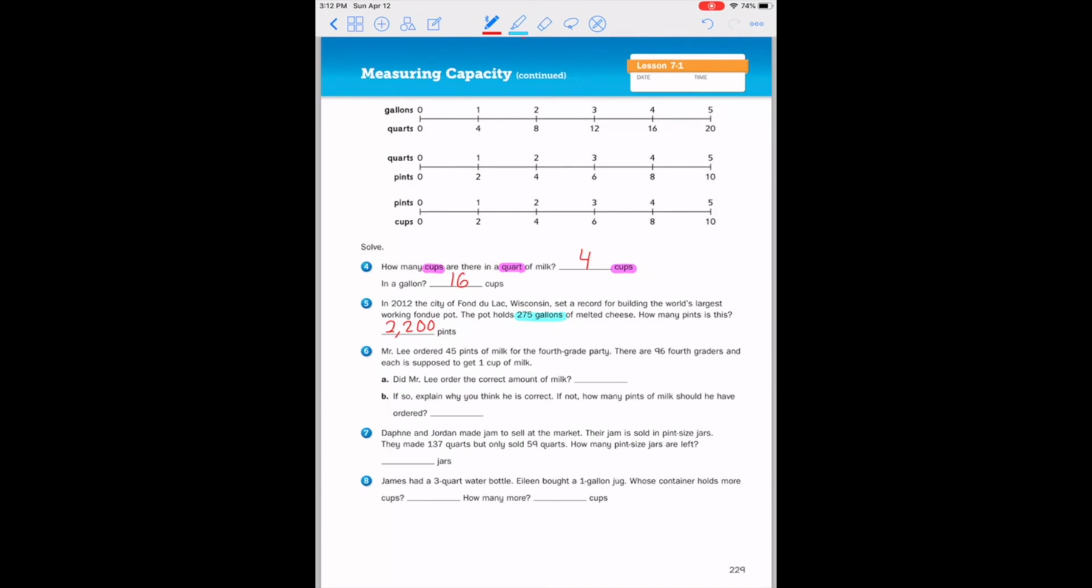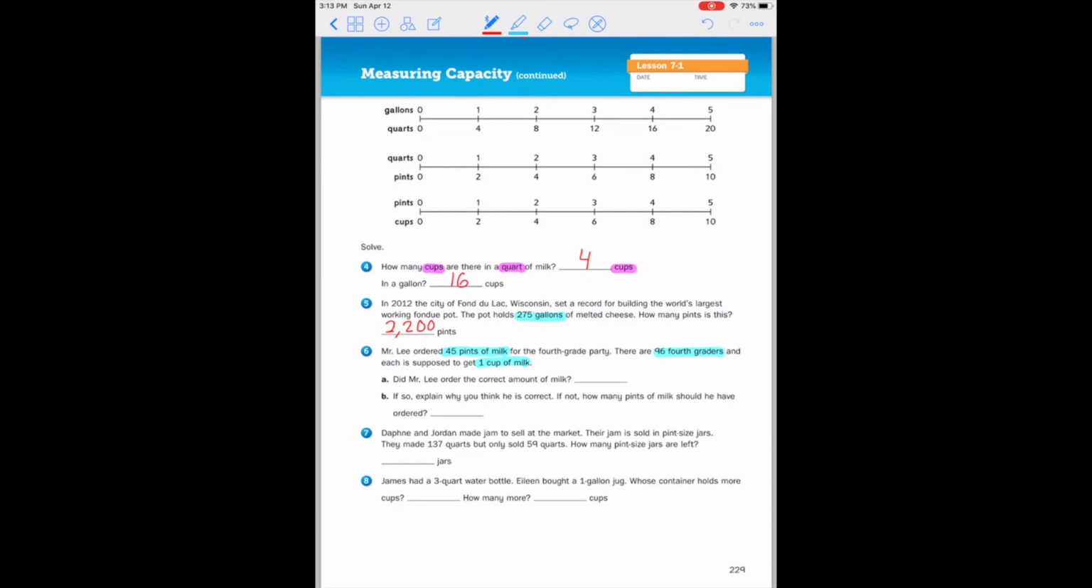Okay, let's look at number 6. Mr. Lee ordered 45 pints of milk for the 4th grade party. 45 pints of milk. There are 96 4th graders, and each is supposed to get 1 cup of milk. A, did Mr. Lee order the correct amount of milk? B, if so, explain why you think he's correct. If not, how many pints of milk should he have ordered?